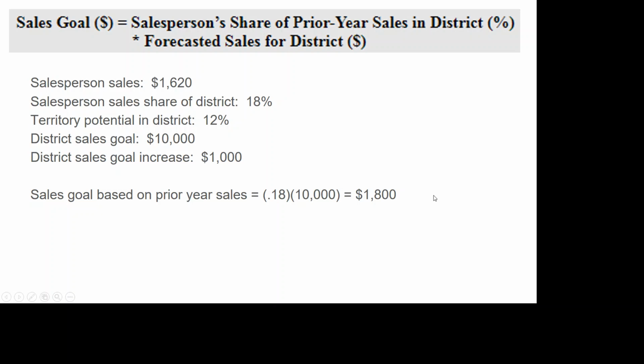The numbers are very low, so maybe you're a college kid, you're selling Cutco knives or Mary Kay or something like that. But we could obviously use much bigger numbers as well.